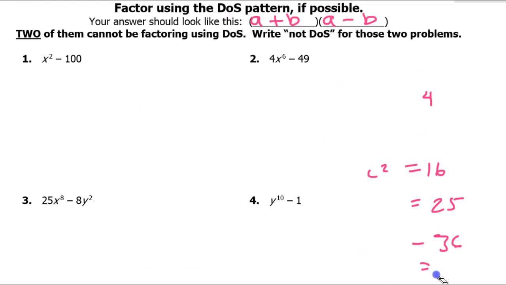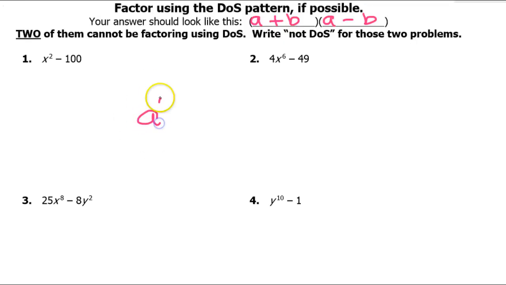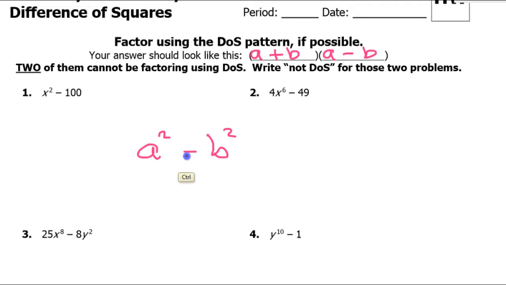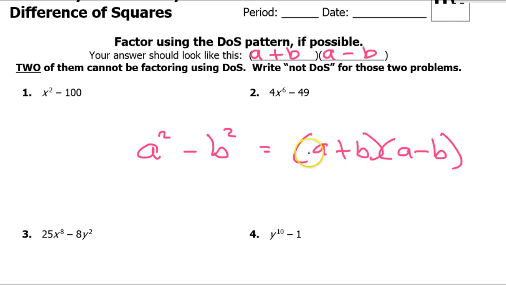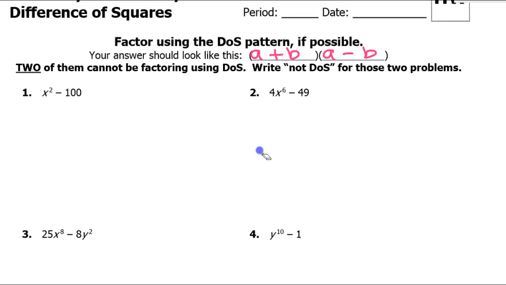the general pattern works like this. If I have something of the form a squared minus b squared, okay, difference means subtraction, then this should factor as a plus b times a minus b. So let's see how that looks for a variety of problems.